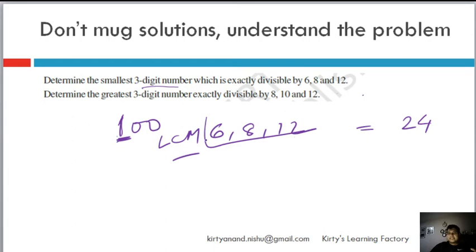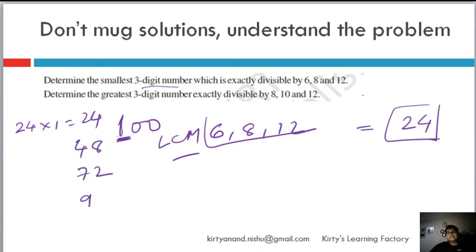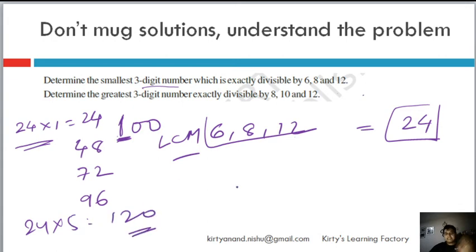So basically whatever this number is, it will always be a multiple of 24. So 24 into 1 is 24, 24 into 2 is 48, into 3 is 72, into 4 is 96. This is the small one. Now after this, whatever you multiply, it is going to be a 3-digit number. So basically we are looking for the first 3-digit multiple of 24. As simple as that. That's the understanding. So when you multiply 24 into 5, you will get 120, and 120 is the answer.